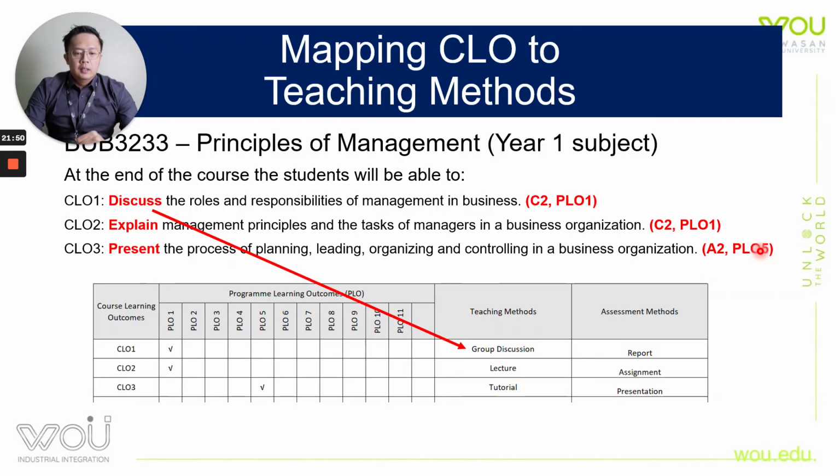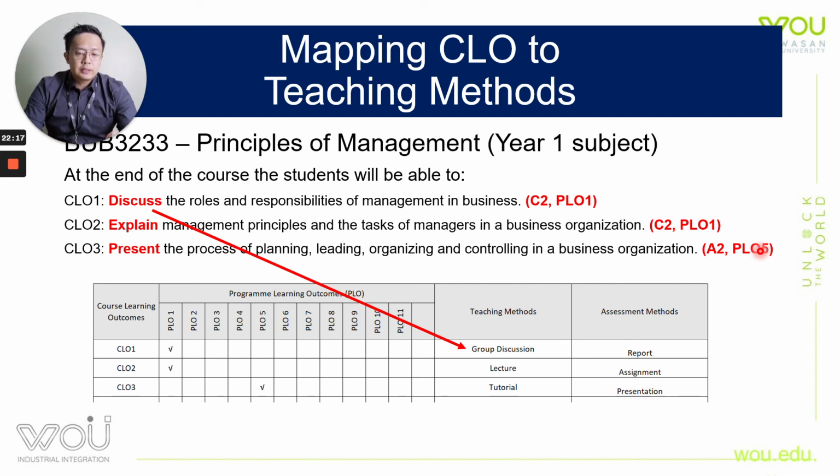Okay. So once you have decided your course learning outcome and the domain, and then gone through the videos that I showed you just now, basically you will know what teaching method you should use already. Okay. So for example, come back to this example over here, the Principle of Management year 1 subject. The first year always discusses, measured at C2, cognitive 2. Yeah, cognitive 2 is basically understand.